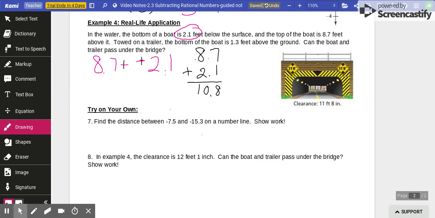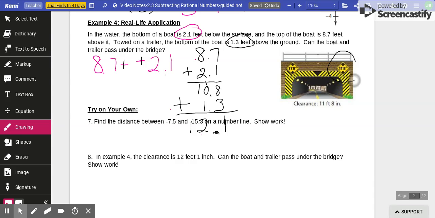Now it says it's towed on a trailer. The bottom of the boat is 1.3 feet above the ground. So now I'm adding an additional 1.3 feet to this. So I have 1.3 added to my original 10.8 for my boat height. So I have 8 plus 3 gives me 11. Carry my 1. I have 12.1 feet that the bottom of the trailer up to the top of the boat, that's how tall it stands.